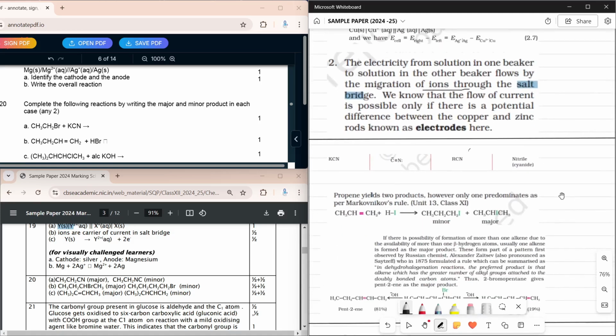So the first one is reaction with KCN. This is a nucleophilic substitution reaction, and for reaction with KCN, you have the possibility of the bond formed between the CH2 and C or N C. Both are possible, but for KCN, it's going to be the RCN, that is the cyanide or nitrile, which is the major product. So the answer is going to be CH3CH2CN. This is the major product. The minor product will be CH3CH2NC. So that's going to be the minor product.